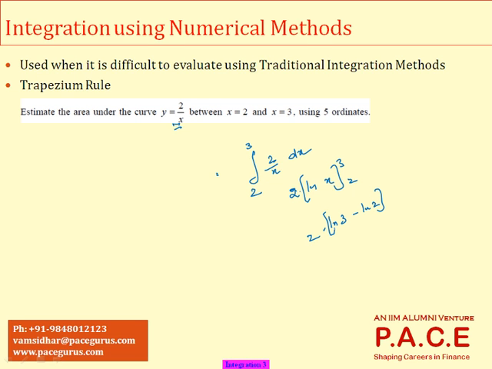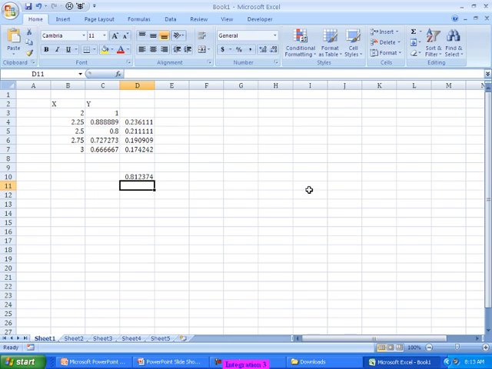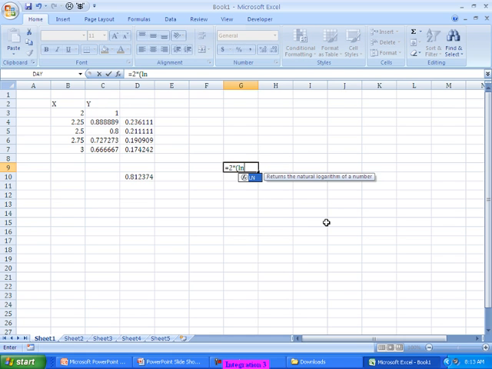Okay, let's see what it is coming out to. Log 3 minus log 2. So, equal to 2 into log 3 minus log 2. 0.8109. Whereas we have got 0.8123, more or less matching even up to 2 digits.